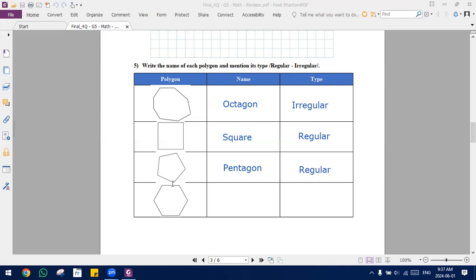Last one, you can decide. 1, 2, 3, 4, 5, 6. 6, are they equal? Yes. So what do we call the 6 sides shape? Hexagon. So this is a hexagon. Is it regular? All sides are equal? Yes. So it is a regular shape.